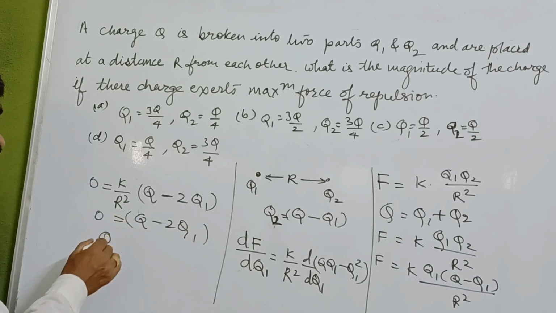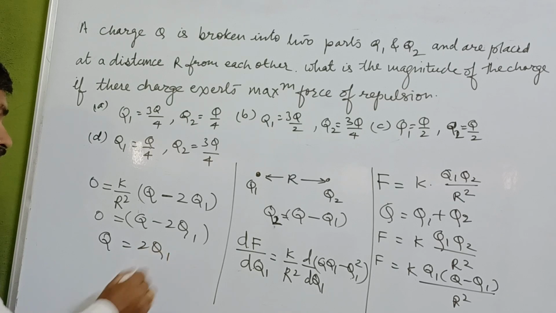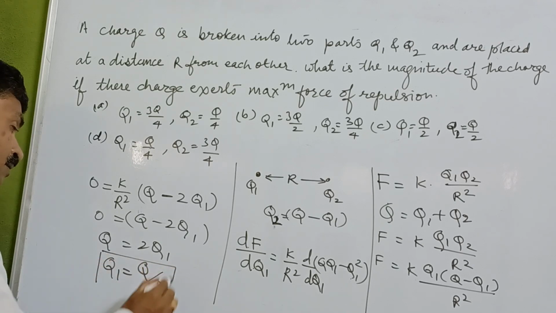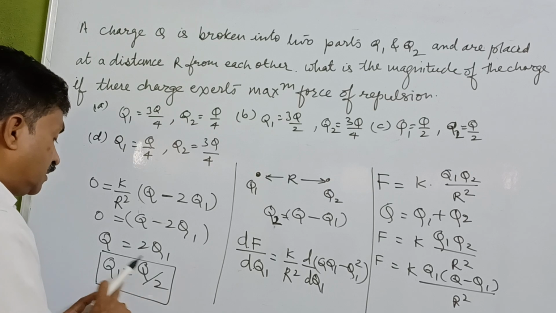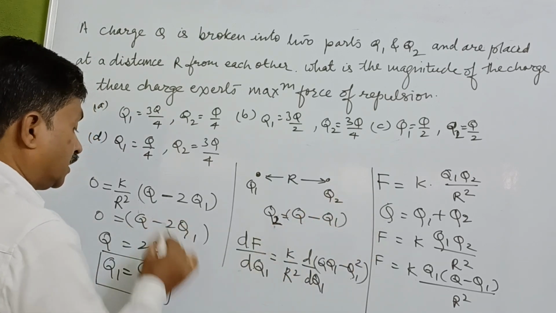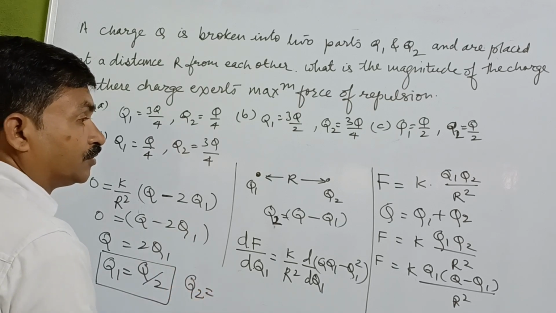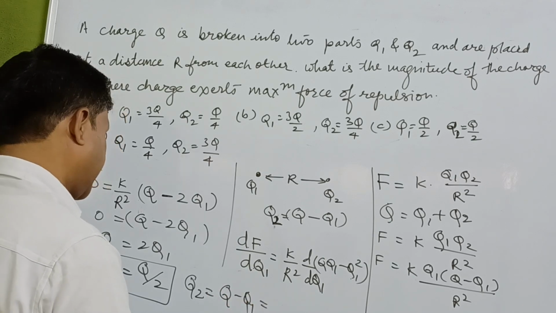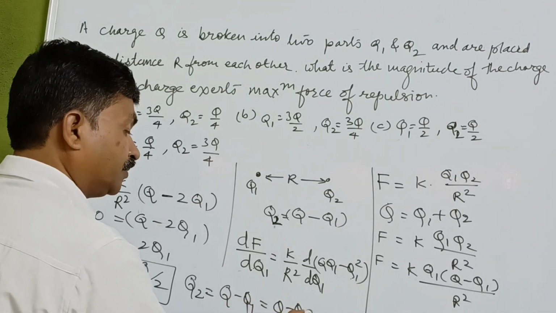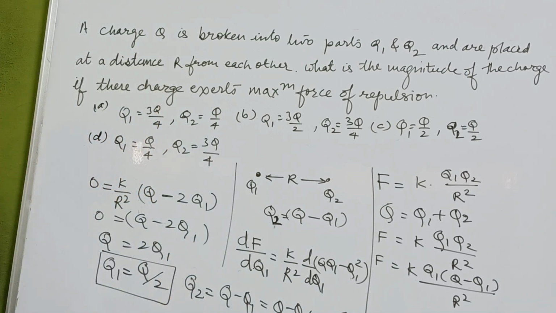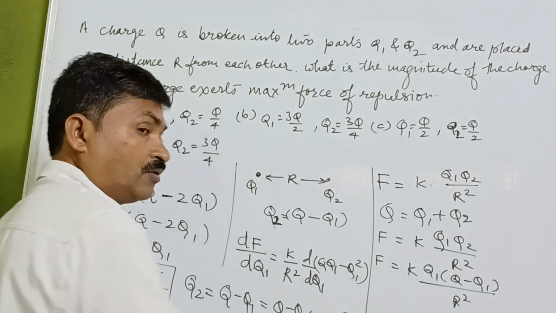So here Q is equal to 2 Q1, so Q1 will be equal to Q upon 2. So we have got Q1 equals Q by 2. Similarly, we can determine Q2. Q2 will be given by Q minus Q1, means Q minus Q by 2. It is Q by 2 only. Means both the charges are of the same magnitude, Q by 2 and Q by 2, and same polarity.